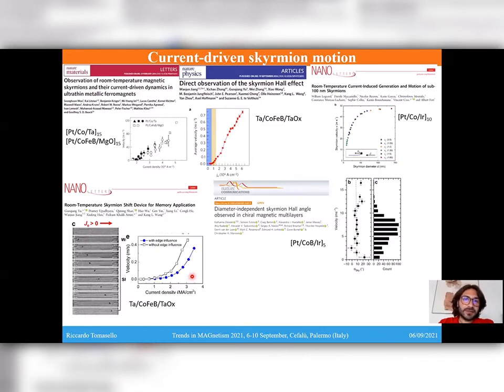And after the first theoretical prediction, the Skyrmion motion was also experimentally observed, but in different systems, as we see here, and from different groups worldwide. So the results are very well established.